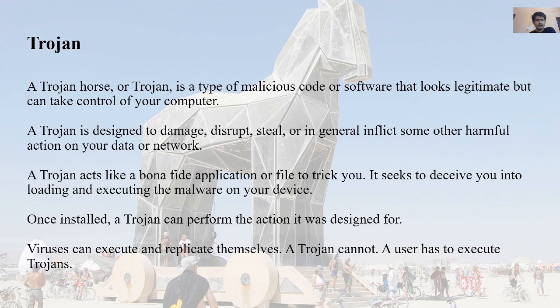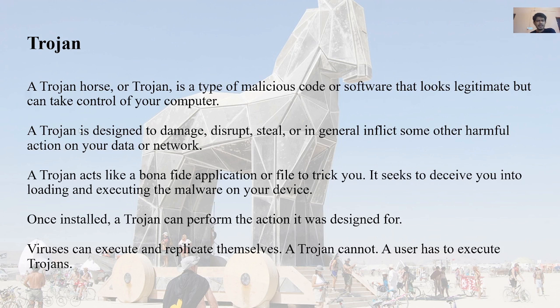A Trojan horse, or a Trojan, is a type of malicious code or software that looks legitimate but can take control of your computer. So by looking at it, you feel that it is legitimate software. It can be delivered by different means, for example in mail, where you see the attachment and everything looks very legitimate. You download it, and when you open it, the hidden exe file gets executed. That can cause your computer to be controlled by the attacker.